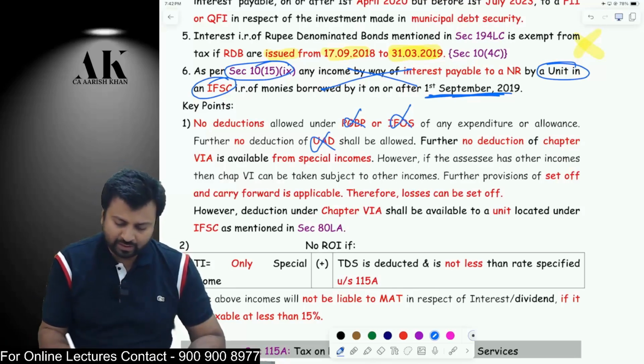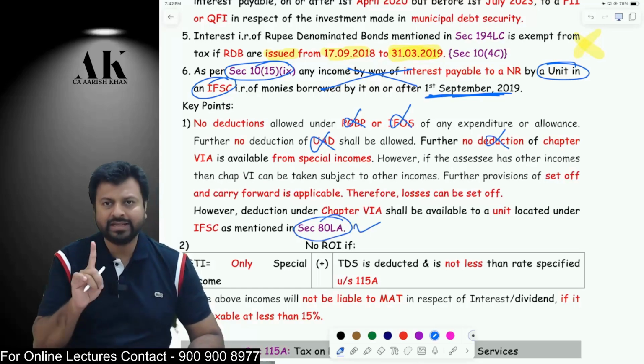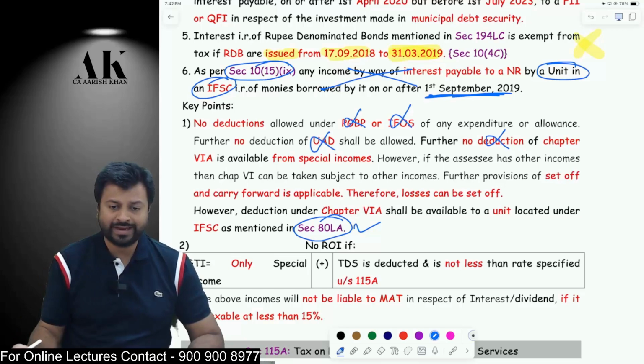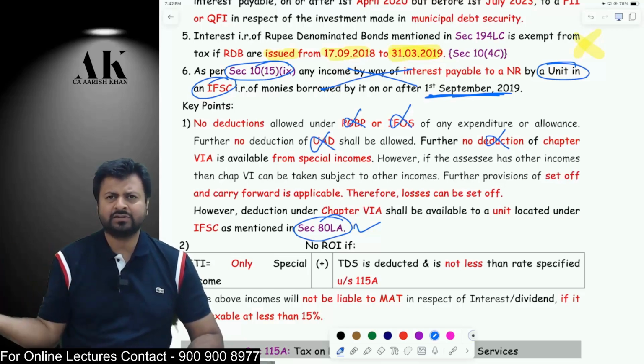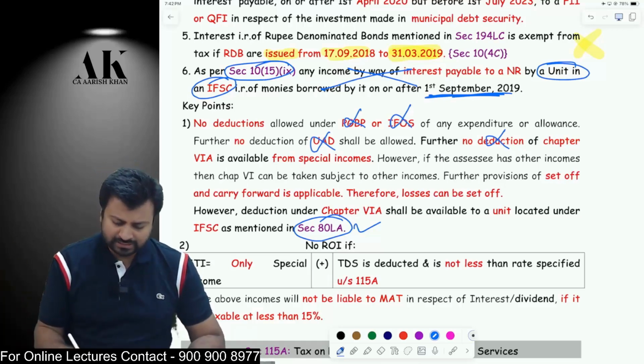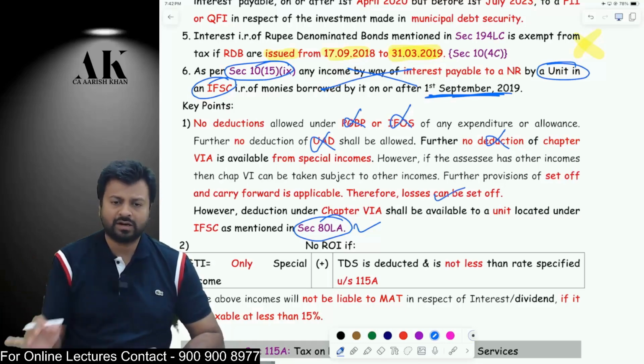Whether Chapter 6A will be allowed? No, only one Chapter 6A is allowed. That is 80LA. Only 80LA is allowed, no other Chapter 6A will be allowed. Okay, if there is any other business loss, can I set off that business loss with this income? Yes, I can set off the business loss with this income. That is allowed. Don't worry about it.